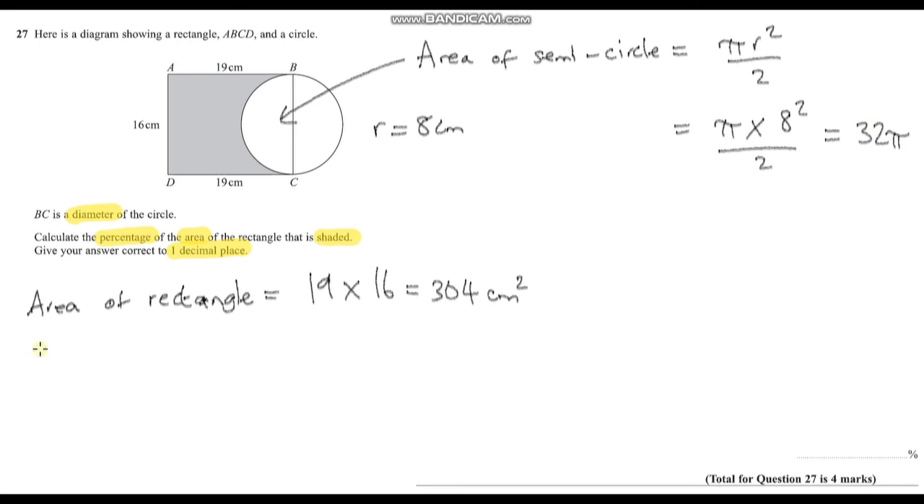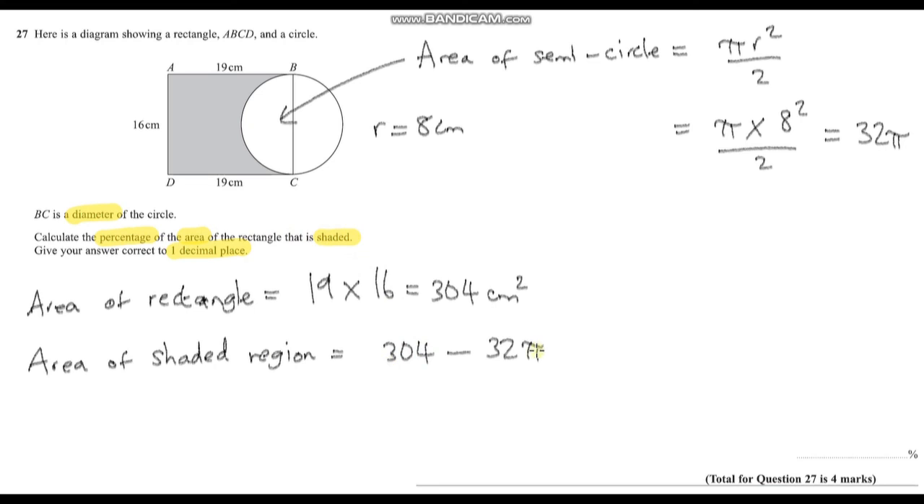So we can now work out the area of the shaded region. Well, that's going to be the whole rectangle minus the unshaded region. So it's going to be 304 minus 32 pi. Okay, so that is the area of the shaded region, but we're asked to calculate the percentage of the area of the rectangle that is shaded.